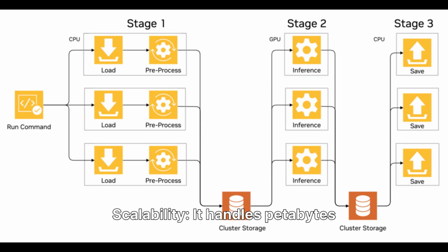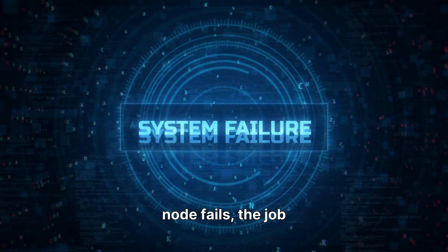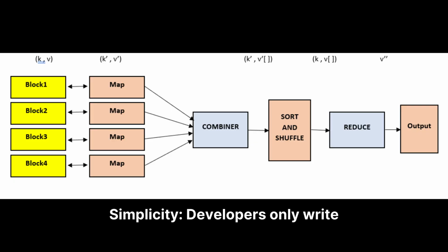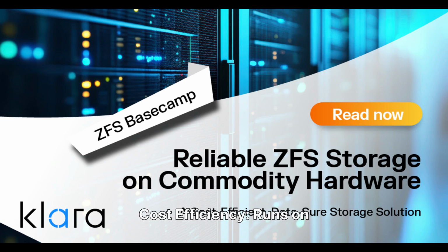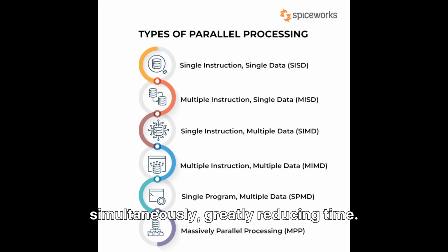Scalability. It handles petabytes of data by simply adding more computers. Fault tolerance. If a node fails, the job continues without losing data. Simplicity. Developers only write mapping and reducing logic. The system handles the rest. Cost efficiency. Runs on commodity hardware, not expensive supercomputers. Parallel processing. Tasks run simultaneously, greatly reducing time.